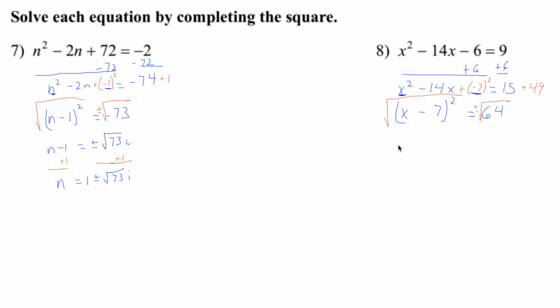And on the left, we have x minus 7 because the square root cancels with the squared. On the right, we have plus or minus, and the square root of 64 is 8. So to finish this off, we want to add 7 to both sides. But since the square root of 64 simplified to just 8, we can think of this as two things. We got 7 plus or minus 8. And so x equals 7 plus 8, which is 15, and 7 minus 8, which is negative 1. So we have two answers for this one, 15 and negative 1.